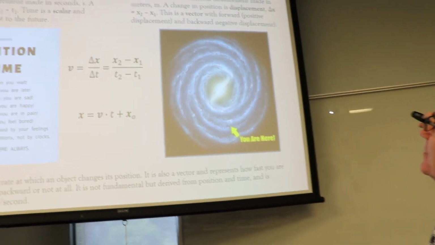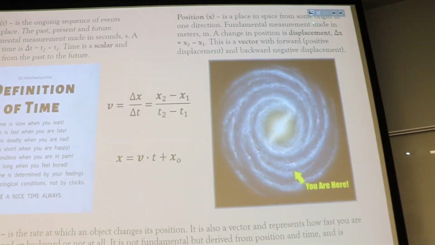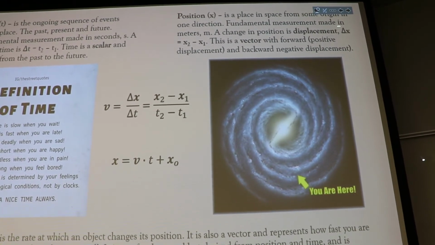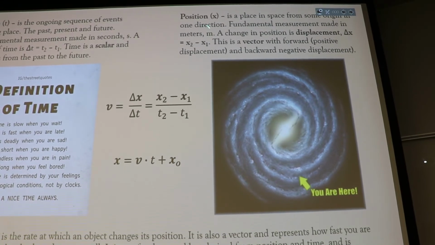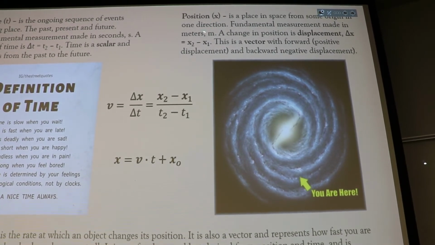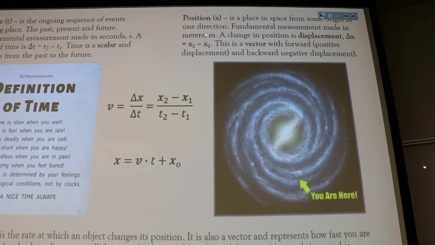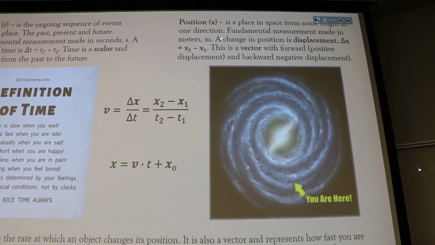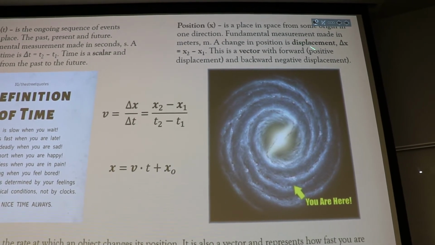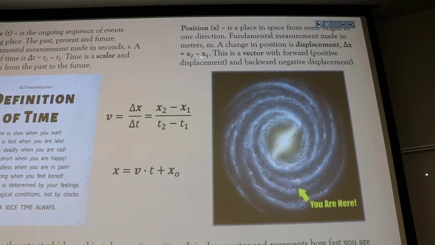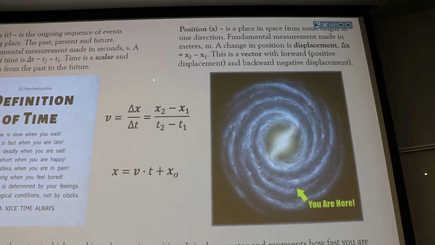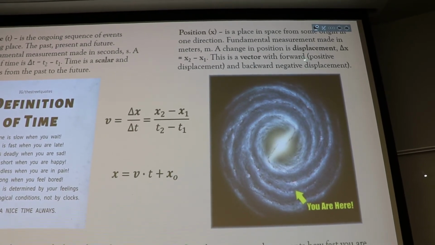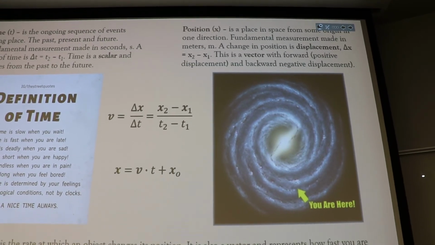All right, so let's go back to the definition. Position is a place in space from some origin in one direction. You go forwards or backwards. Fundamental measurement made in meters, little m. Now you engineers, you put a letter in front of that because the meter might be too big. So you use centimeters, micrometers, nanometers, okay? But still meters. A change in position has its own name. It's called displacement. And that's delta x, and that's x2 minus x1. Remember, delta is always the second minus the first. This is a vector, which means it has forward, positive displacement, and backward, negative displacement.